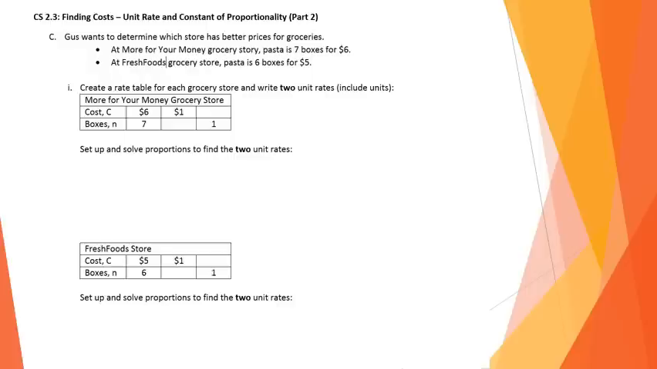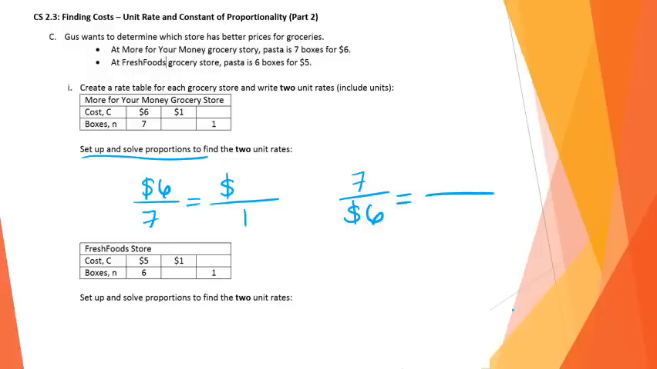Our classwork problem today focused on grocery stores and thinking about which store has the better price for groceries. And so we're starting off by finding two unit rates, and the suggestion was to set up and solve proportions to figure those out. So for example, if it is $6 to get 7 boxes, then I want to know how many dollars it would be for 1 box. My other unit rate is going to be flipping this around. So again, if it's 7 boxes for $6, how many boxes would I get for $1?